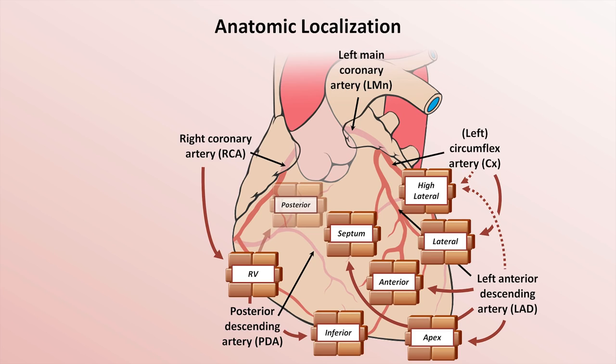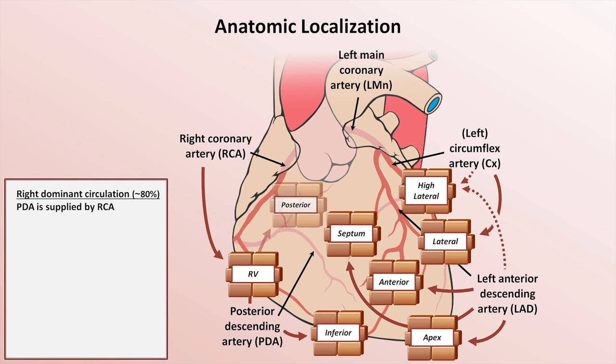The major variation in coronary circulation between different patients is what the origin is of that posterior descending artery. In what is known as a right dominant circulation, the PDA, and thus the inferior and posterior walls, are supplied by the right coronary artery. This occurs in roughly 80% of people, though the estimates reported in different sources vary slightly. In a left dominant circulation, which is seen in approximately 15% of people, the PDA comes off of the circumflex.